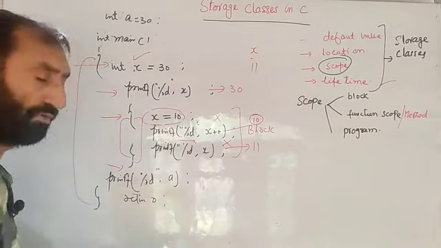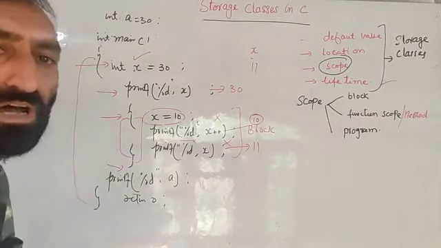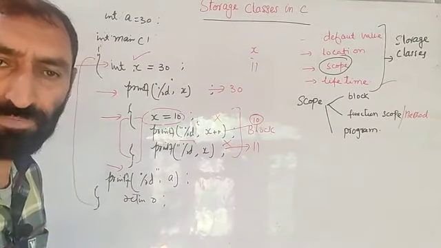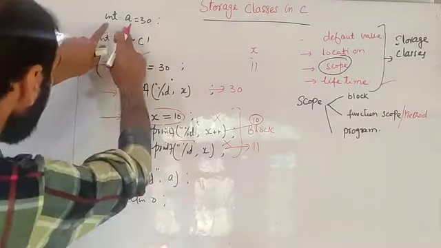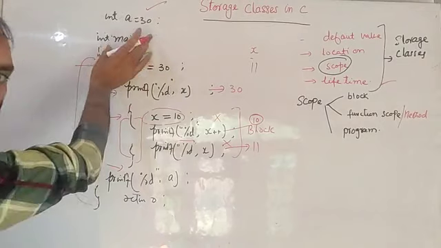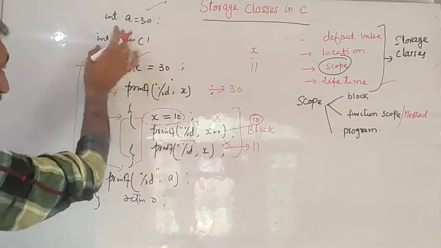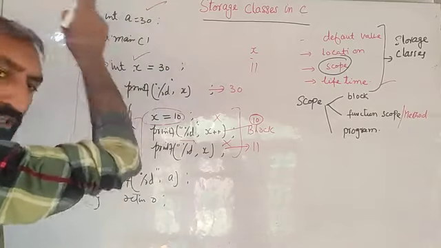But then what will happen? It will check whether there is any global value of a. If a has been globally declared anywhere, here I have declared the variable a equal to 30. Before main, a equal to 30, this a has been declared and initialized with the value 30.